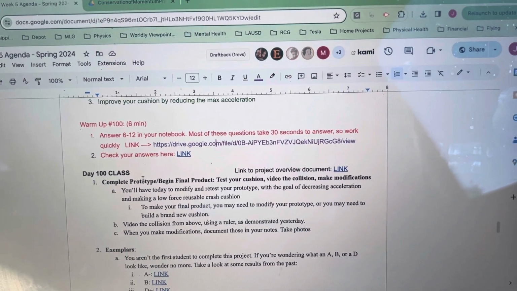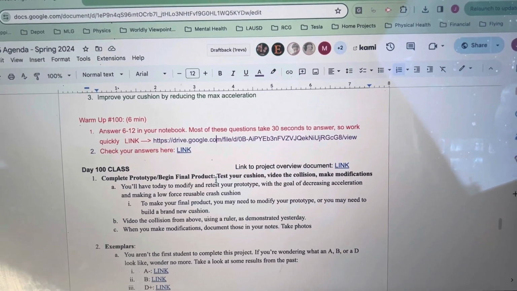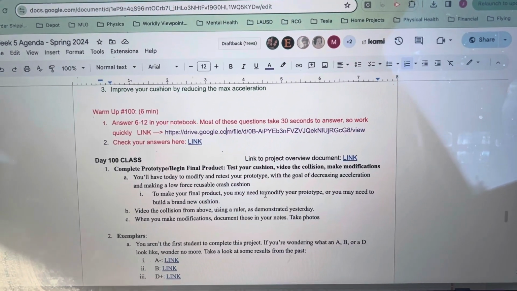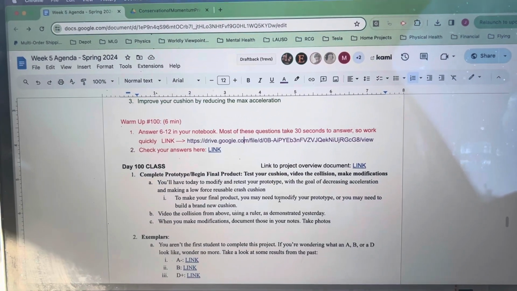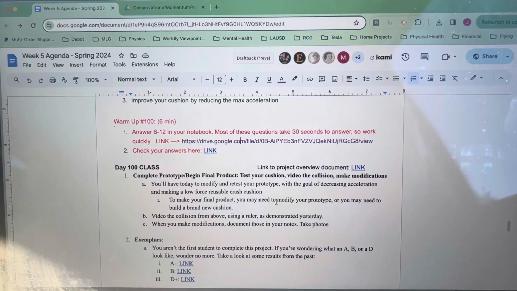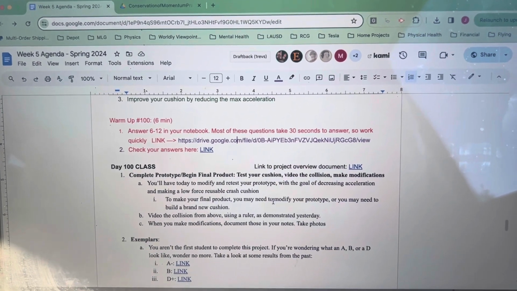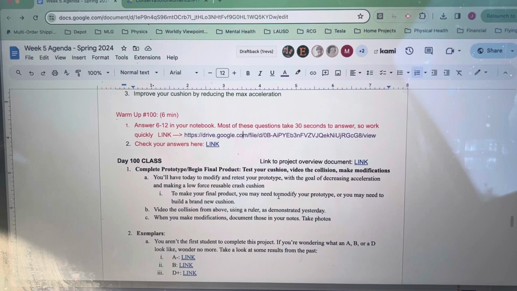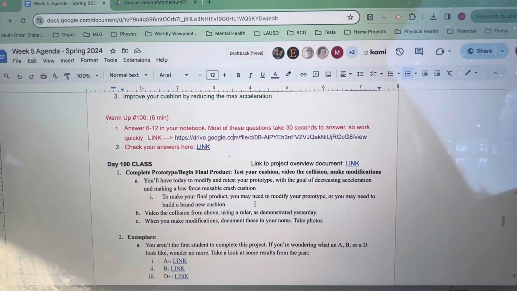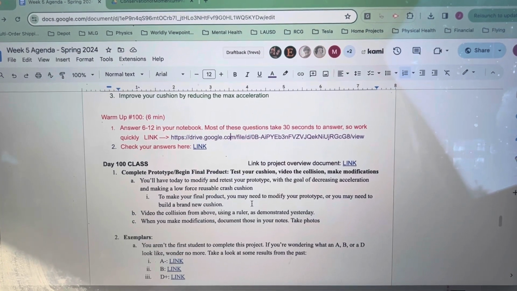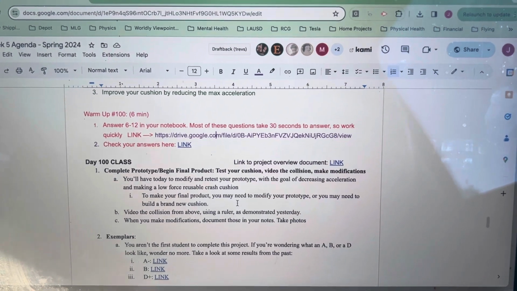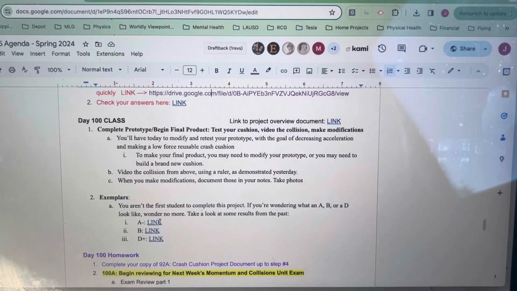But if you're behind, you definitely want to complete your prototype. That means that you need to test and get your acceleration. You need to get a graph. You need to get your data table. You need to save those things, share them with your group mates, and then interpret them, okay? So you are going to interpret that stuff in order to make your final product better. That's the goal.